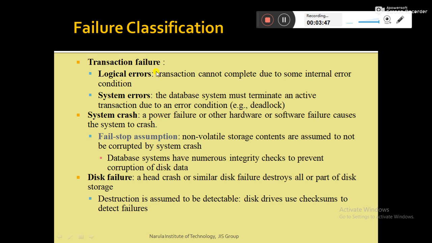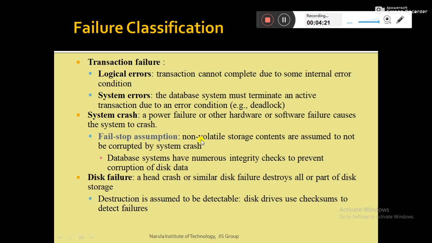Apart from transaction failure, a transaction may fail not due to the transaction itself but due to a system crash, meaning the transaction is not able to complete its execution due to the system crash. System crash involves power failure, hardware failure, software failure, or an operating system crash. So due to all these reasons a transaction may fail, though the transaction has no internal problem within it, but still fails due to other problems like a system crash.